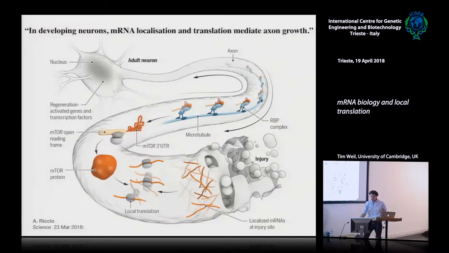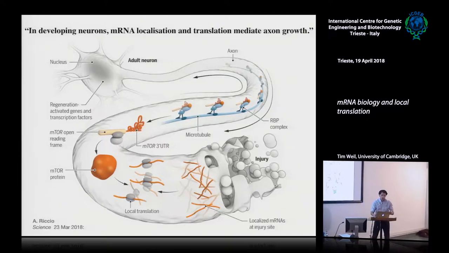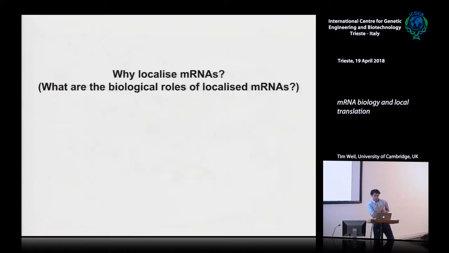There's also a nice example in Drosophila that's unpublished of RNA localizing into axons. And we'll talk a little bit more about dendrites in a bit. But this is hopefully going to frame a little bit of what we're going to now take a step back and look into. So we start off with, why would we localize an RNA?